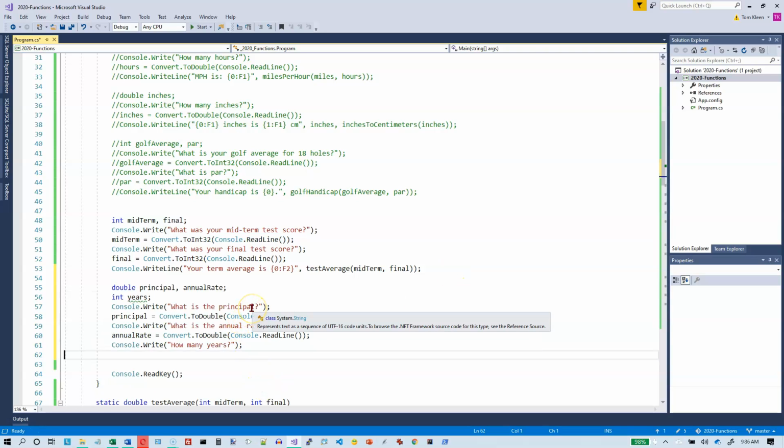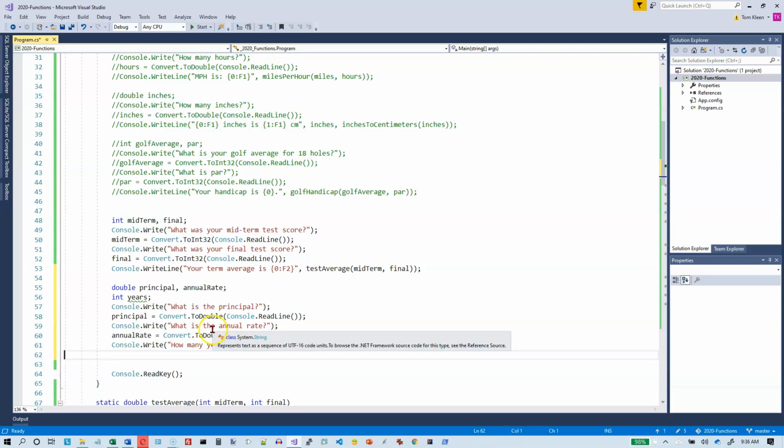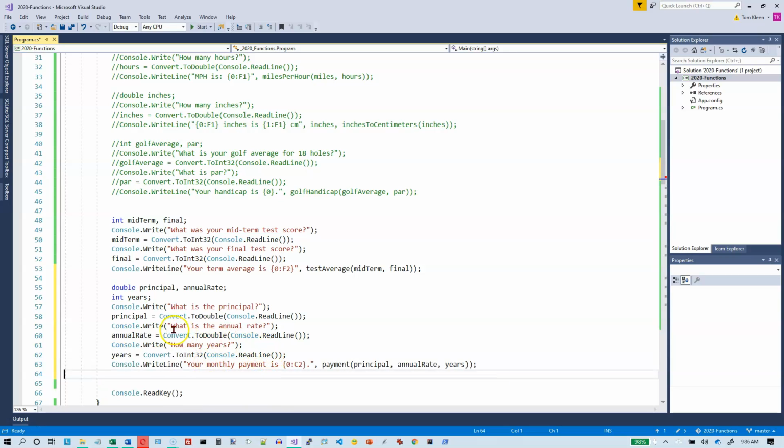So we're going to ask them how much money they borrowed. We're going to ask them what the annual interest rate is. And we're going to ask them for how many years. And then when we get that, I left out 2 lines here. So we'll read in principal, annual rate, and years, and then we will tell them what their monthly payment is.